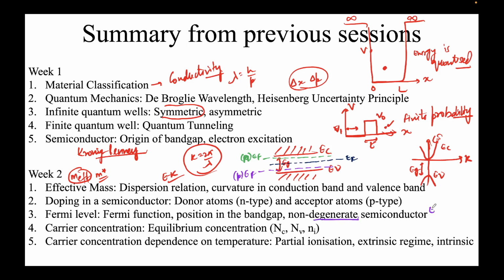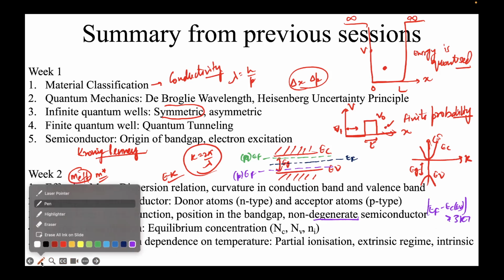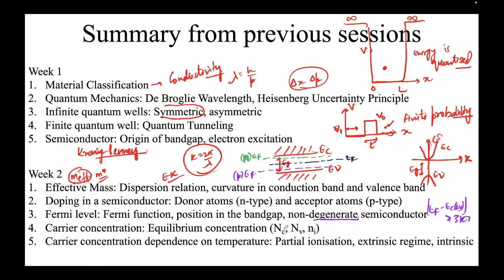By that I mean EF minus EC or EV, whatever it is, its magnitude should be greater than or equal to 3 kT. This means doping is moderate, that's all. And only then, analyzing the Fermi function, we saw the equilibrium concentrations. NC is the amount of states we have. NV is the amount of hole states we have. Ni is the intrinsic concentration, that is, at a given temperature, what is the concentration of electrons or holes in that particular semiconductor. And we also saw that carrier concentration depends on temperature.